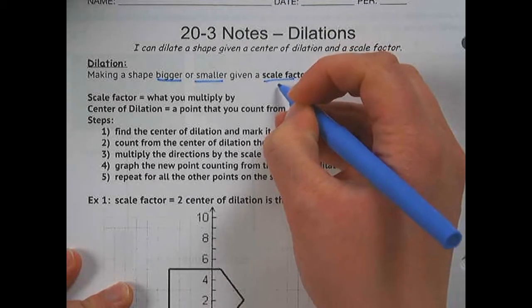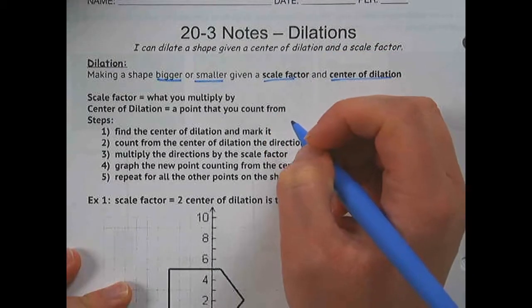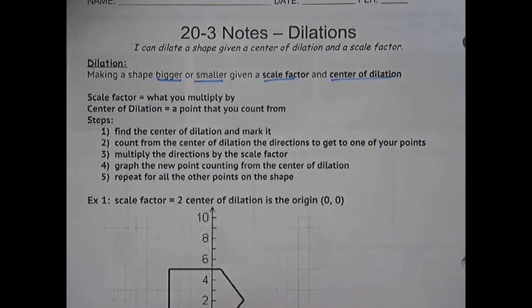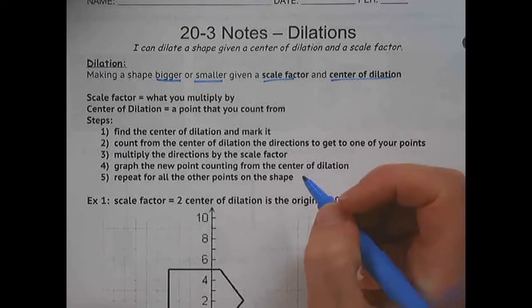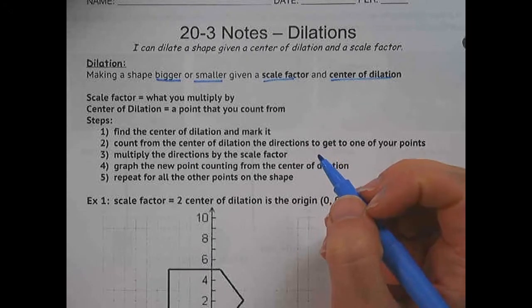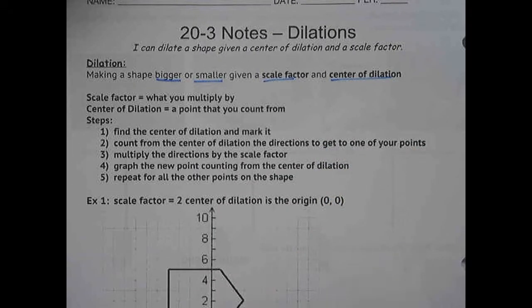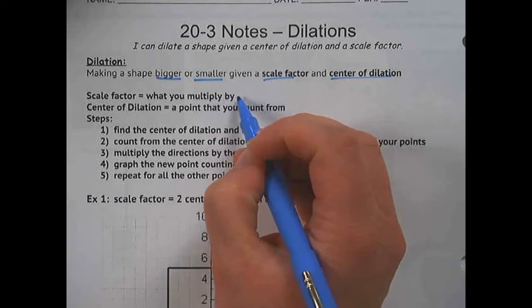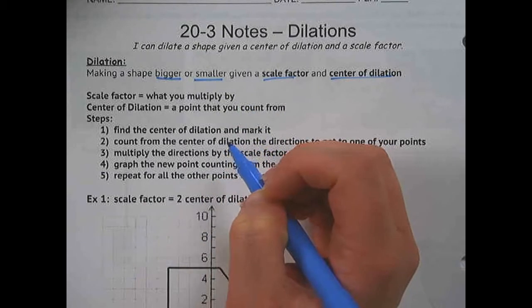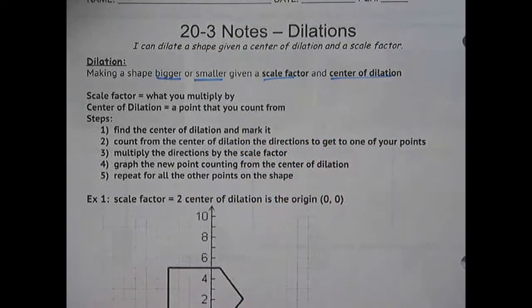A scale factor, if you might remember from concept 15, we talked a little bit about those. That tells us how much bigger or smaller something is. And the center of dilation is where you're counting from, what point you're dilating around. So it gives it location in space. The scale factor is something that we multiply by, and the center of dilation is the point that we're going to be counting from when we actually do the physical dilation.